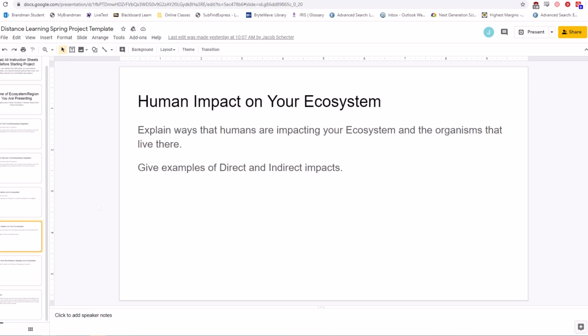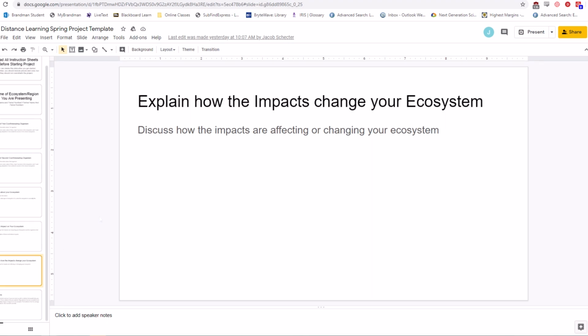Human impact on your ecosystem. So now how are humans specifically impacting? Positive, negative, direct, and indirect impacts. Tell us all of it, just to kind of explain the basics, general idea of how humans are impacting your ecosystem. Explain how the impacts are changing your ecosystem. This is a big one.